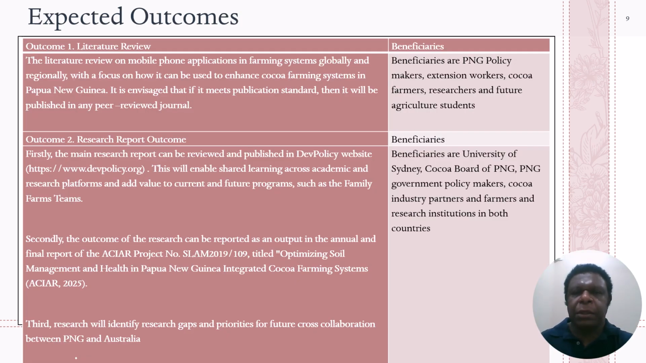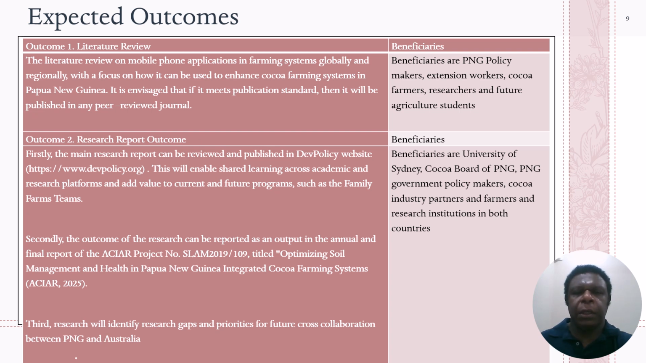For expected outcomes, the research aims to bring about the following outcomes. Outcome 1, the literature review of how mobile phone applications are used in global farming systems and applications in the PNG cocoa industry context, when published, will benefit PNG policymakers, extension workers, researchers, and future agriculture students.